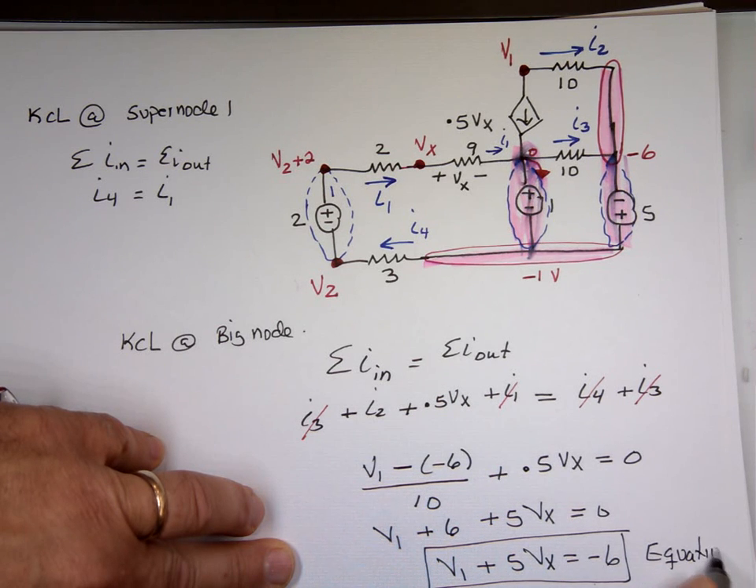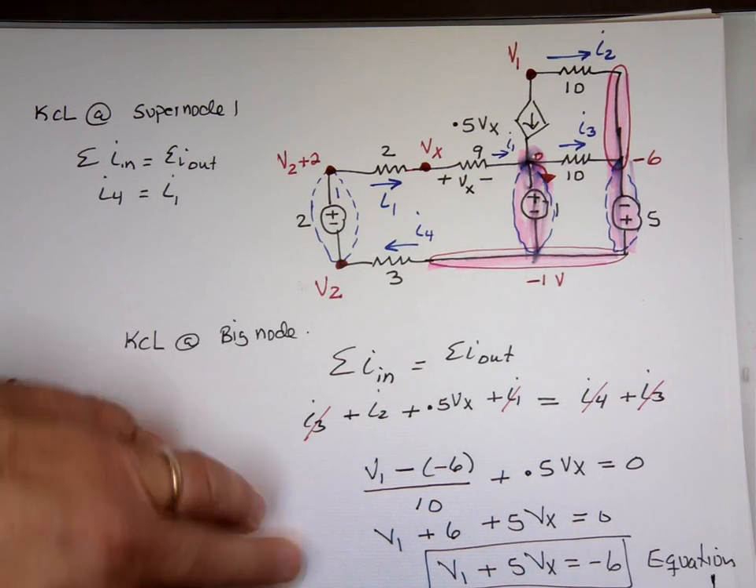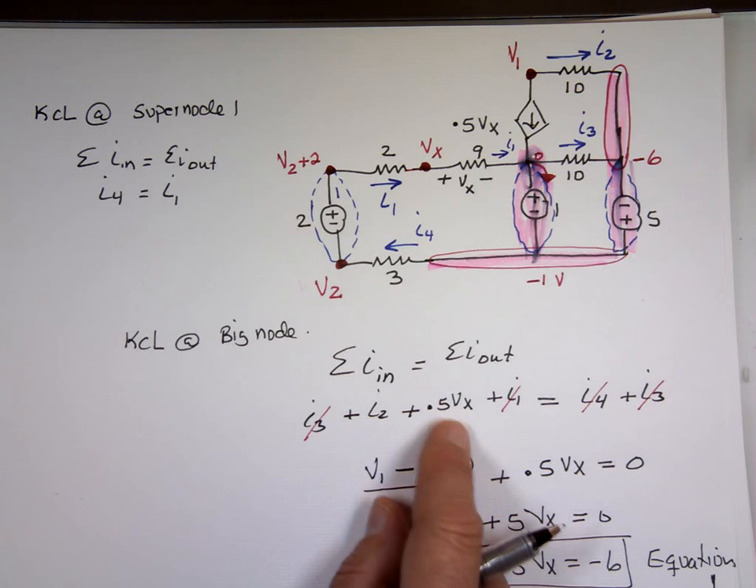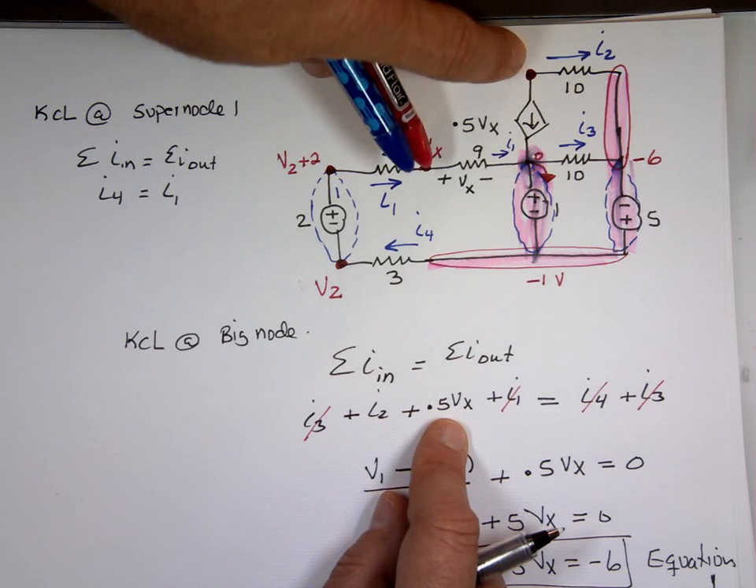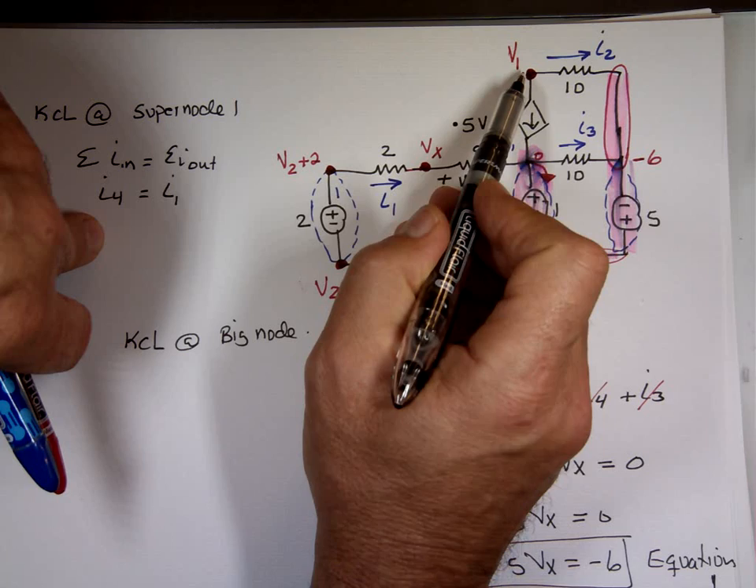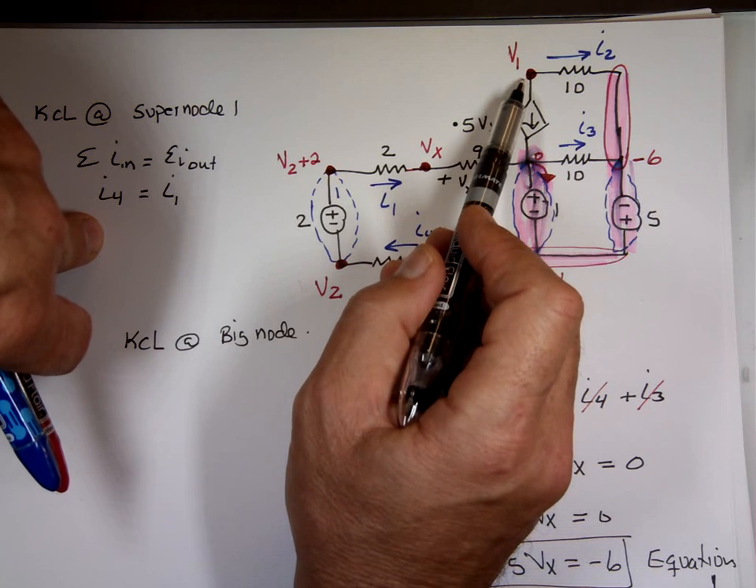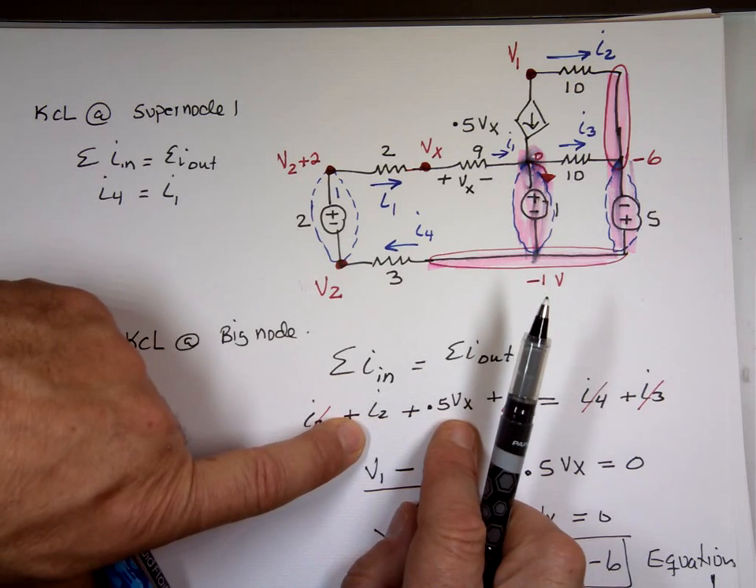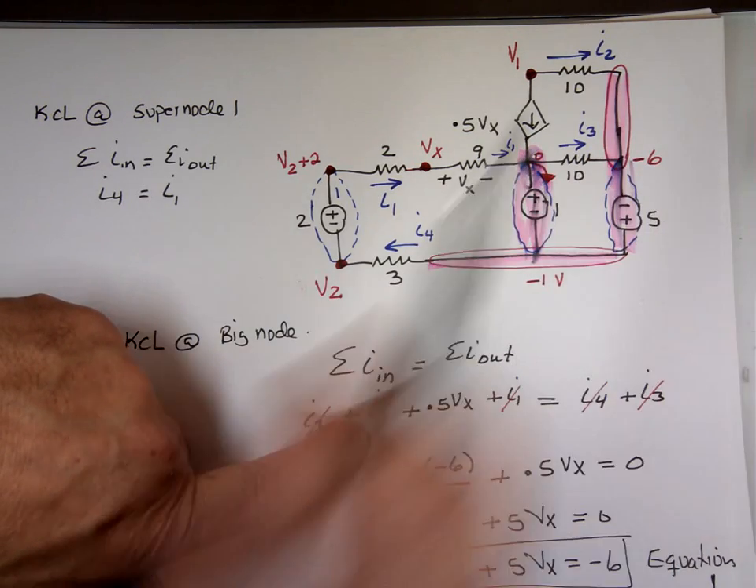I need another equation. For V1, right? If you look at that equation here, where was it? We said I sub 2 plus 0.5 Vx equals 0. Why? Because that's KCL at this node. If you do KCL at that node, what do you have? What's going in? Nothing. What's leaving? This and this. That's what we have here. So you can't use that equation. I already used it on the big node. I can't use this one. I already used it here.